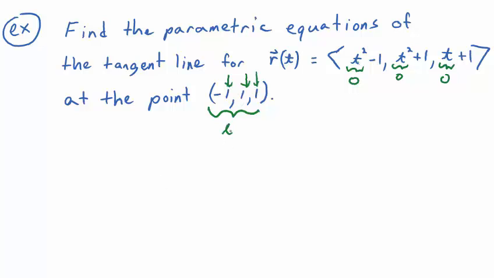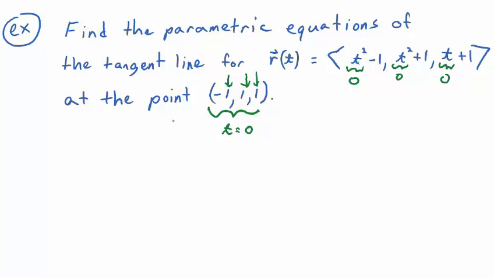So t equals 0 produces this point on the curve given by r of t. If it weren't obvious, you could set one of these components equal to the appropriate coordinate and solve for t that way, hopefully, right?